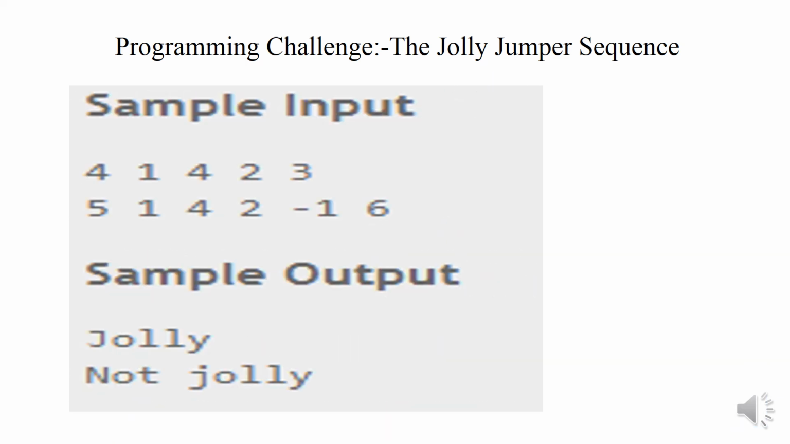Students, this is the sample input and sample output provided on the online judge. So first of all, 4 1 4 2 3. Check out what the output is. 4 minus 1 is 3. 4 minus 2 is 2. 3 minus 2 is 1. So the sample output is jolly, otherwise not jolly.